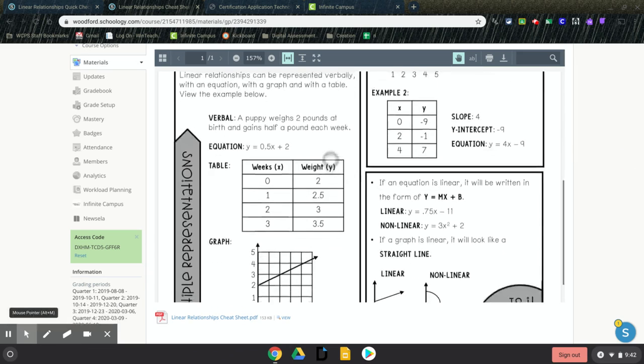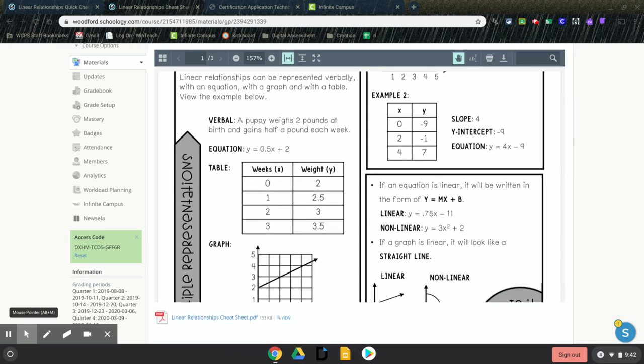All right, linear relationships can be represented verbally, with an equation, with a graph, and with a table. So here are your multiple representations of linear relationships. Verbally, a puppy weighs 2 pounds at birth. That's your y-intercept. That's where it started. So the puppy started at 2 pounds and it gains half a pound every week. So that half a pound that it gains each week, that's your rate of change.